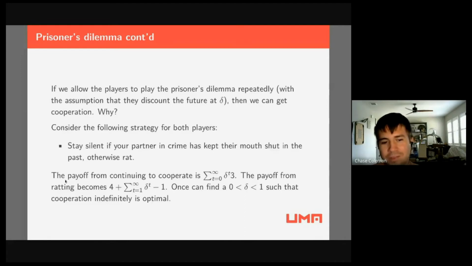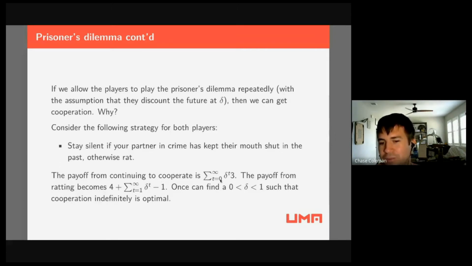So then the payoff from both staying silent becomes this present discounted sum from 0 to infinity of delta to the t times 3, which is just 3 over 1 minus delta. And the payoff to ratting someone out then becomes, for one period, you get a payoff of 4 because they went to jail and you walked away free. But then forevermore, you get delta to the t times -1, which is -1 over 1 minus delta.